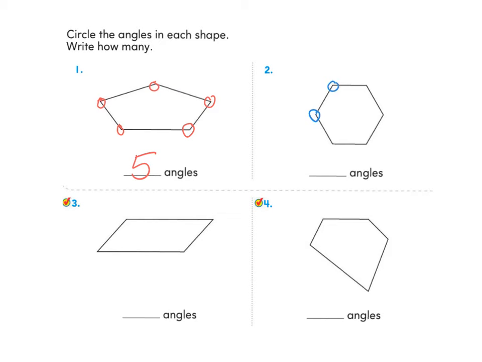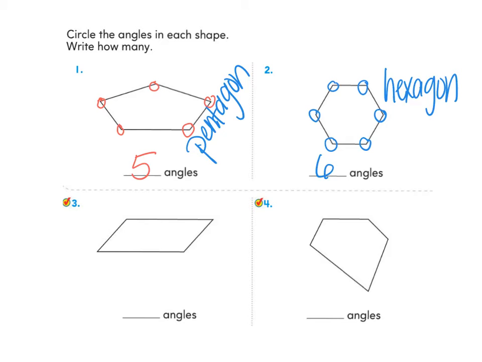Our next shape has 1, 2, 3, 4, 5, 6 angles. So since it has 6 angles, it has 6 vertices and 6 sides. So that makes it a hexagon. And this is a pentagon.